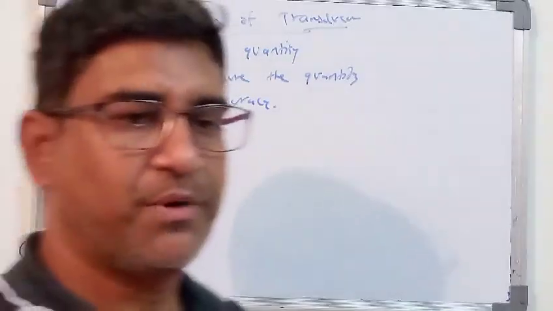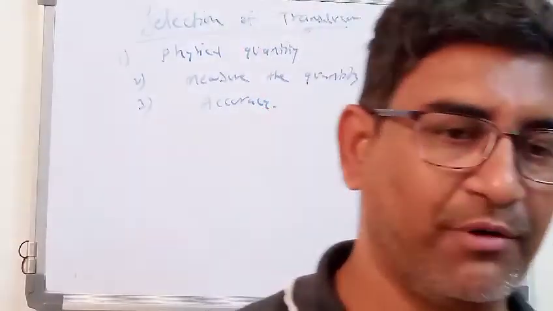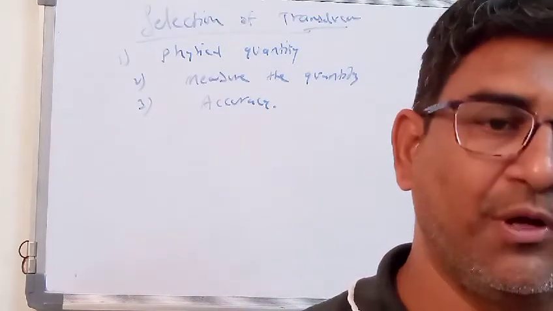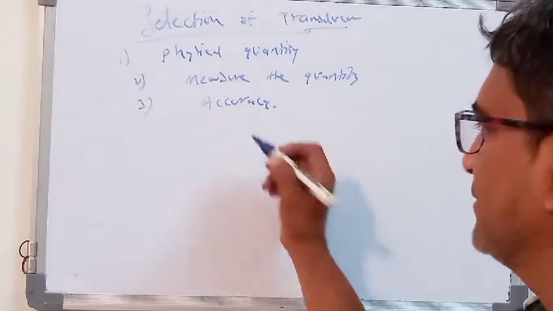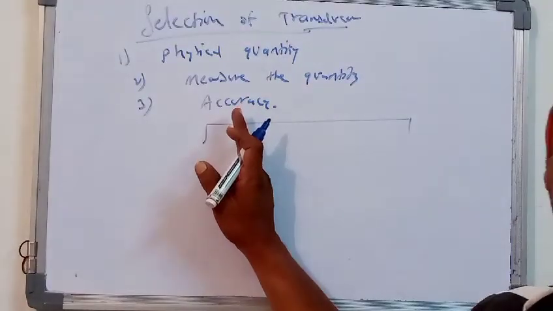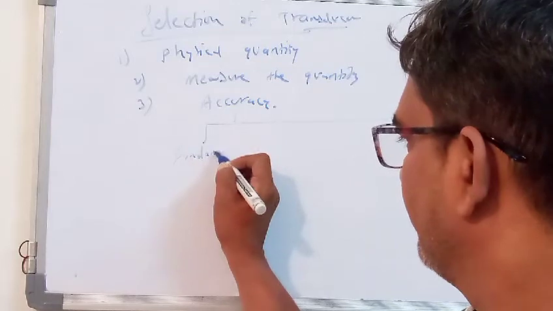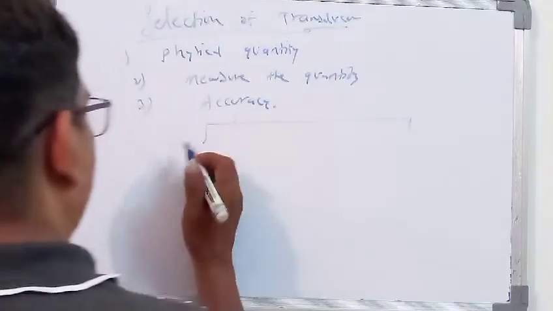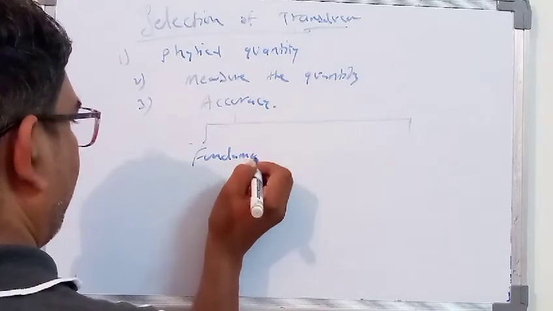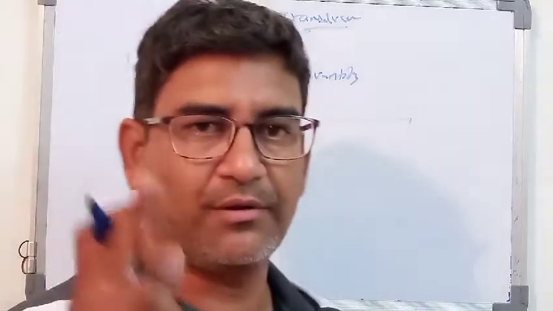Now, when we talk about accuracy, it depends on individual factors which contribute to differences in accuracy and which have to be considered. What are those particular factors? The very first is the fundamental transducer parameters. Here in accuracy, you will get different parts. The first part is the fundamental transducer parameter. This is the first accuracy factor for the transducer.